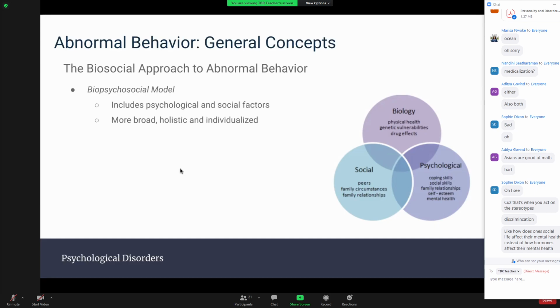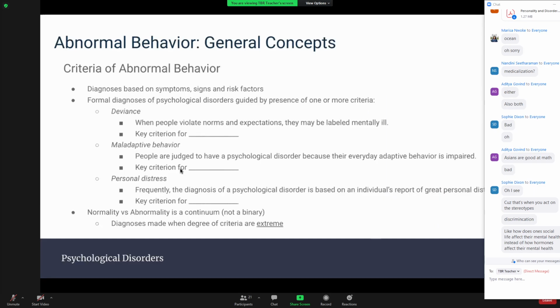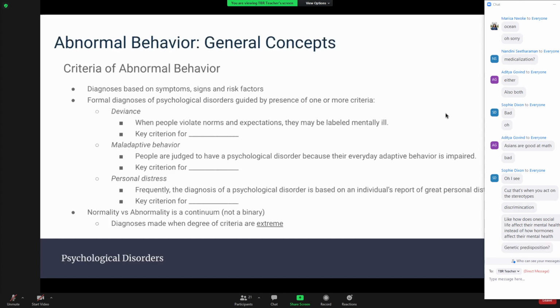Okay, so those are the 2 approaches. But now there's the matter of criteria for diagnosing them. So regardless of whether we're using the medical model or the biopsychosocial model, we've got to diagnose it. And the way that we diagnose it is by looking at the symptoms, signs, and the risk factors. Can somebody tell me what risk factors are? Because it's something that unfortunately will pop up on the test. Or an example of a risk factor.